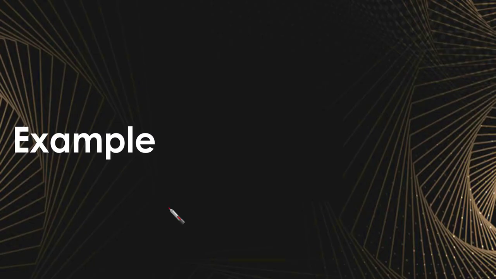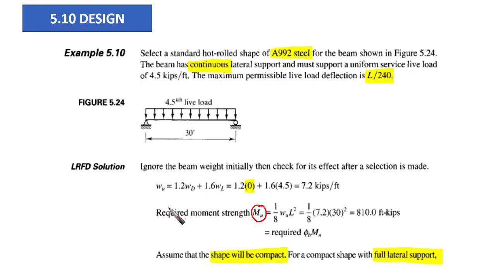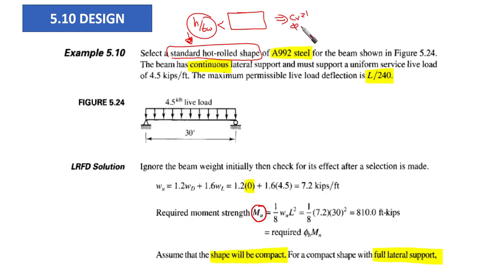This is Example 5-10 in the textbook. The example says select a standard hot rolled shape. What does it mean, especially for flexure? This means that we need to check h over tw of the web. If it is less than a specific value, then Cv equals 1 and phi equals 1 also, and for ASD, the omega is going to be 1.5. This should automatically be in your mind.